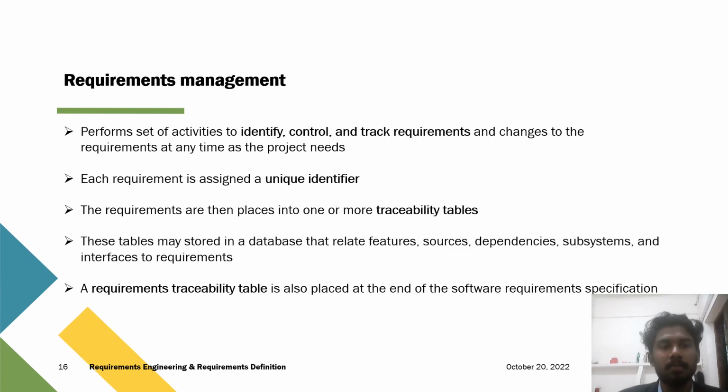So the last step is requirements management. It performs a set of activities to identify, control, and track requirements and changes to the requirements at any time as the project needs. Each requirement is assigned a unique identifier. A requirement is then placed into one or more traceability tables. These tables may be stored in a database that relates features, sources, dependencies, subsystems, and interfaces to the requirement. A requirements traceability table is also placed at the end of the software requirements specification.